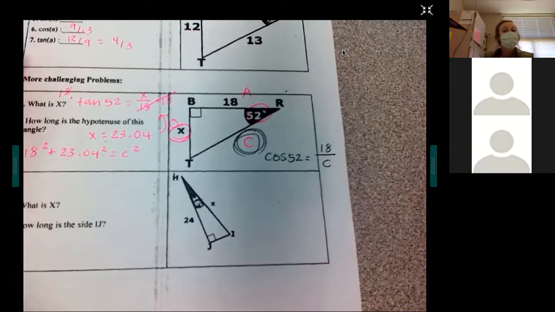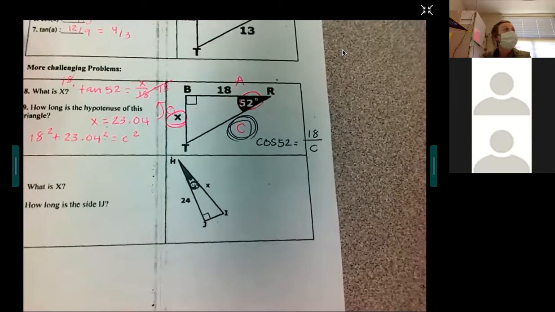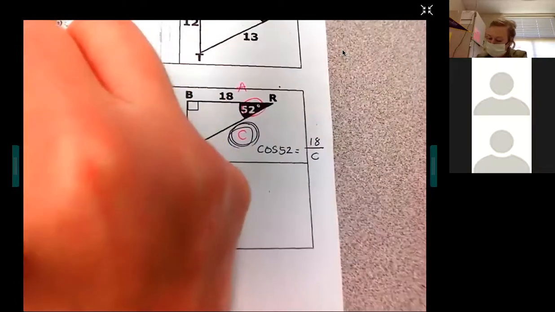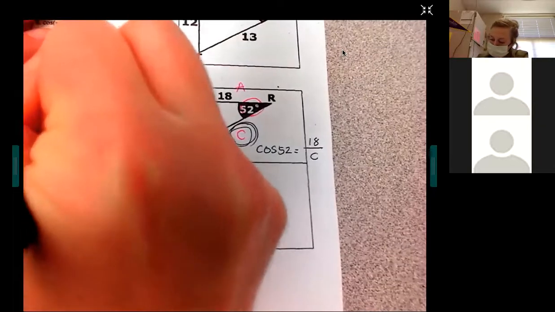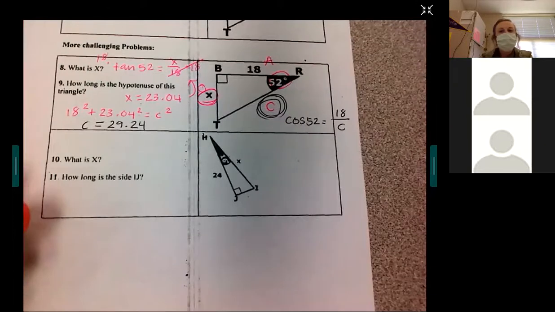So what did y'all get for C? Is that what y'all got? 29.24? Perfect. I'm trusting you. Good job, Henry. 29.24. Any questions on ones like that?